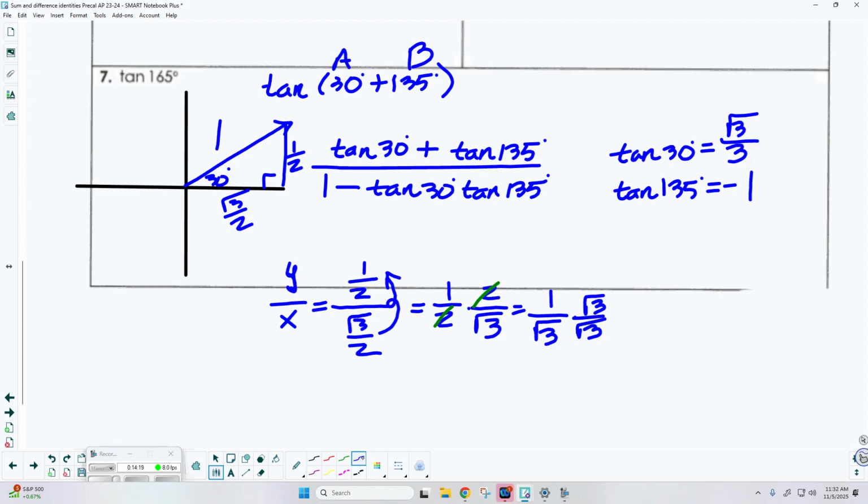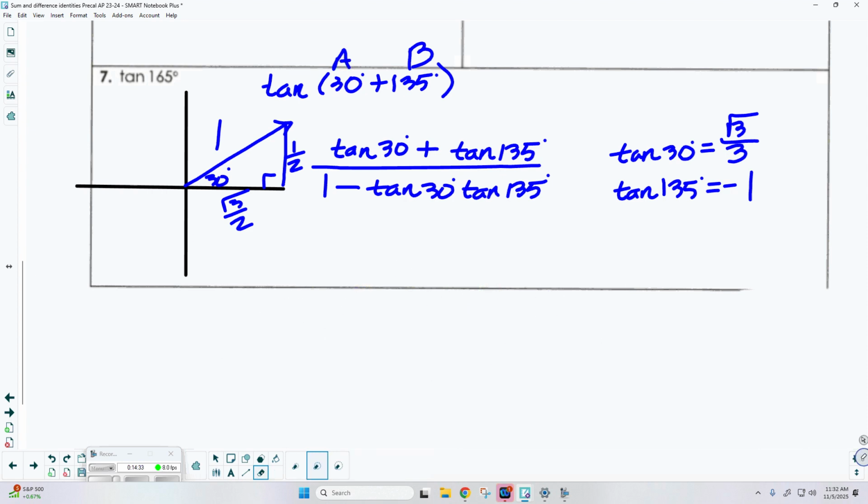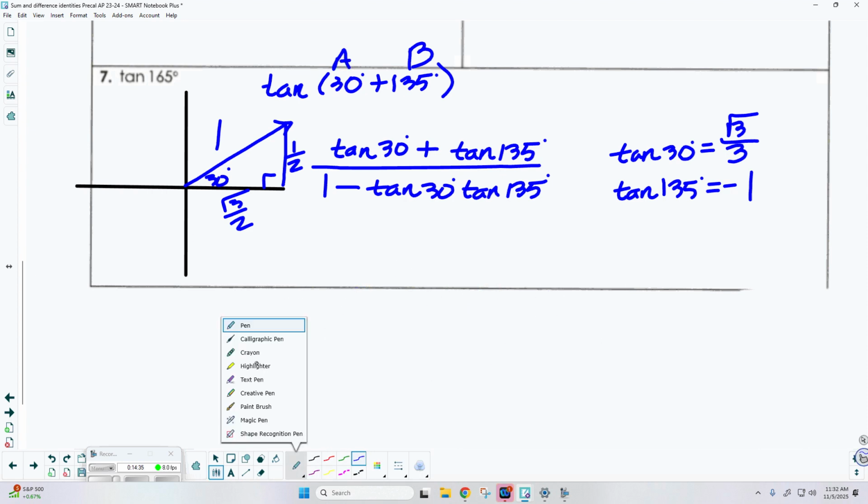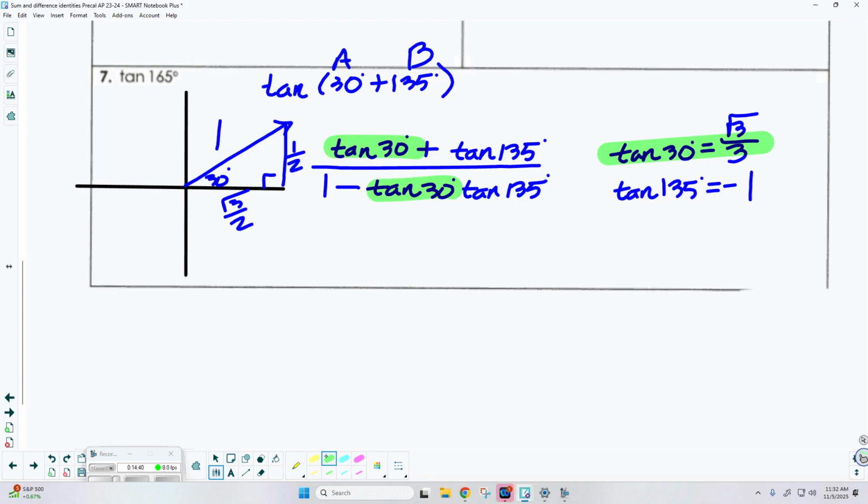Is everybody okay with what I've done so far? We chose our 2 angles. Okay, we applied those to the identity. We've evaluated the parts. This is where we're now going to be at the algebra that we were doing on number 8. Okay, so everywhere I have a tangent of 30, I'm going to replace that with root 3 over 3. And tangent of 135, I'm plugging in a -1. Okay, so let's see what this gives me.